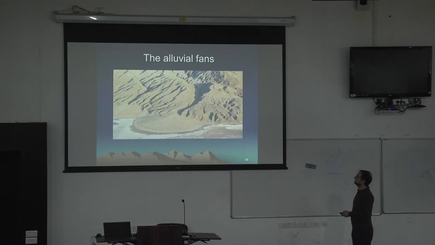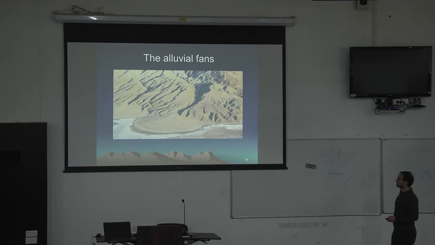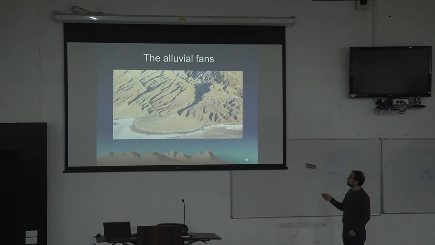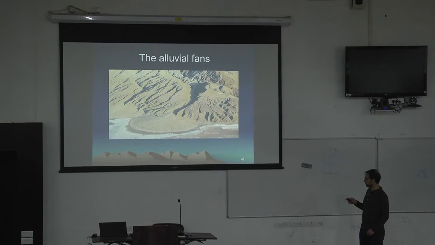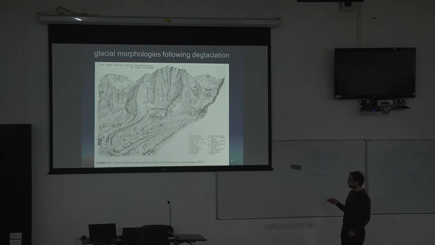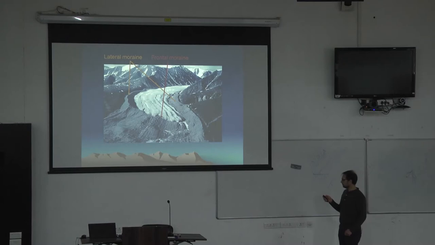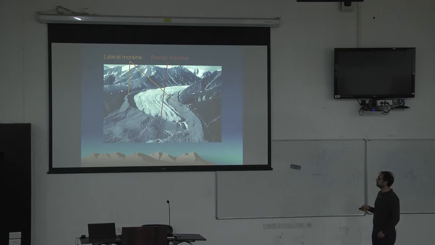Another geomorphic object, alluvial fans. They can be, in particular in arid places, formed during some more humid period. And since then, they have been abandoned and they can behave like a passive marker. Glacial landforms, in particular moraines. So we distinguish, obviously, lateral moraines and frontal moraines. Usually the best markers for morphotectonics are lateral moraines.